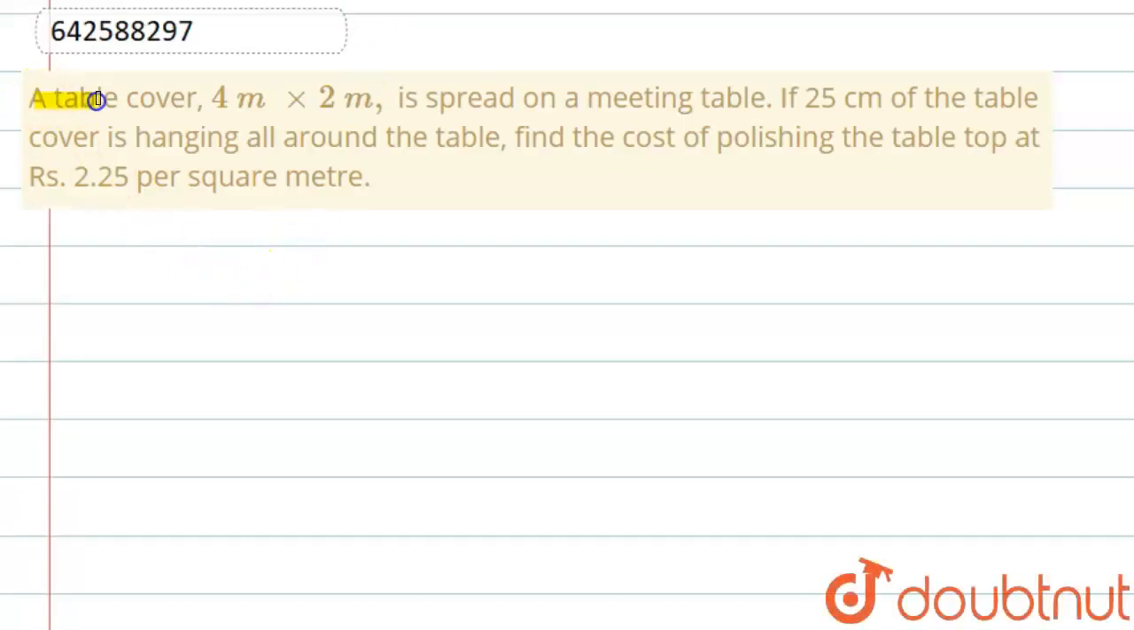Hello everyone. The given question says a table cover 4 meter by 2 meter is spread on a meeting table. If 25 centimeter of the table cover is hanging all around the table, find the cost of polishing the tabletop at rupees 2.25 per square meter.